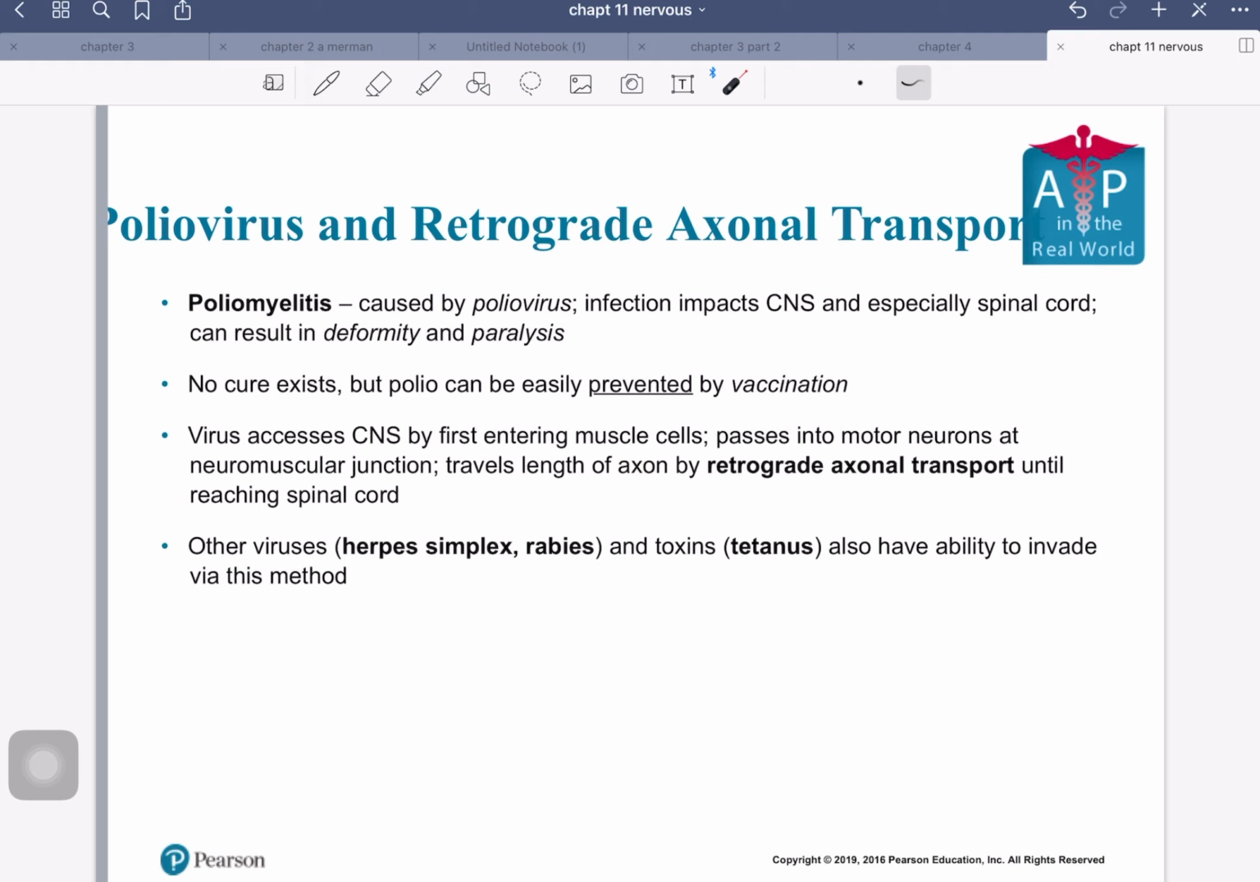Now, polio is not the only virus that does this. The group of viruses that fall under the herpes family, and it's quite a diverse family. We tend to think of cold sores as herpes, but there are a number of other herpes viruses. Rabies is another classic virus that uses this, and some toxins have the ability to invade neurons by this method too, like the tetanus toxin, which causes, of course, tetanus.